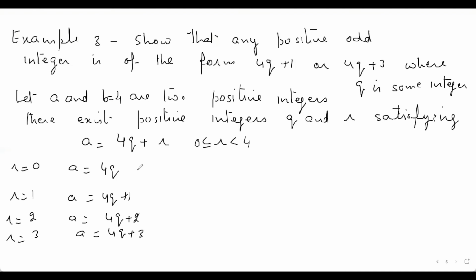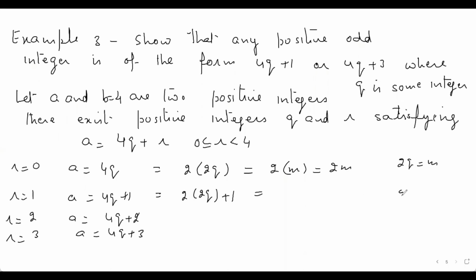Let us check. Now 4Q. This can be written as 2 times 2Q. And 2 times 2Q, I can write it as M. So this is equal to 2M, and this is divisible by 2. Now 4Q plus 1 can be written as 2 times 2Q plus 1. So here I have taken 2Q as M. So this is written as 2M plus 1. And we know if a number is written as 2M plus 1, this is an odd number.